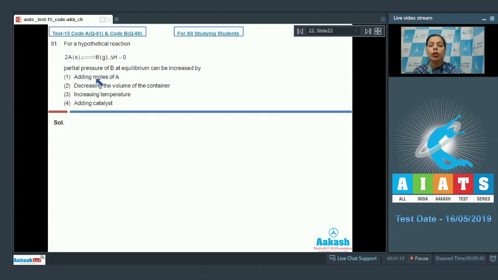What you need to do? Here you can add moles of A. You can decrease the volume of the container as per option 2, then increase temperature or add a catalyst. You need to know, first of all, if I talk about the reaction given here, that is 2A in the solid state, it's getting changed into B, that's in gaseous state.